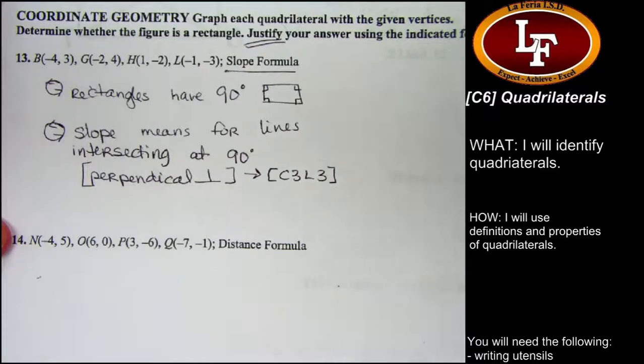Gentlemen, that's 3. Bring that volume way down, please. Thank you.